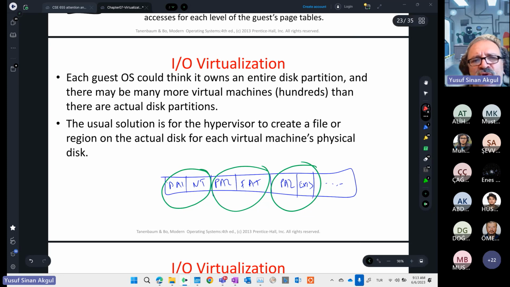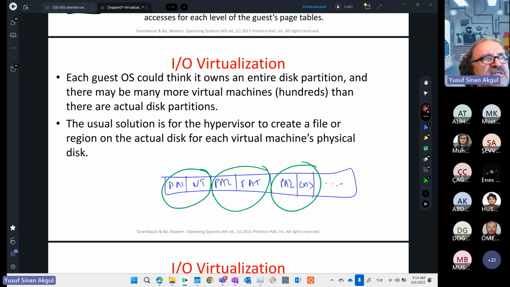So the solution is for the hypervisor to create a file or region of the actual disk for each virtual machine's physical disk. It's like your homework number 3, where you are creating basically a file system on a file, and the hypervisors do the same thing too. Good. So this is about I/O virtualization, especially for the disks.